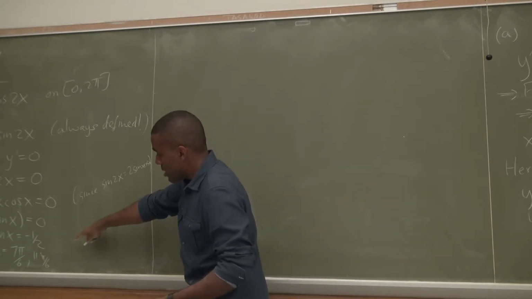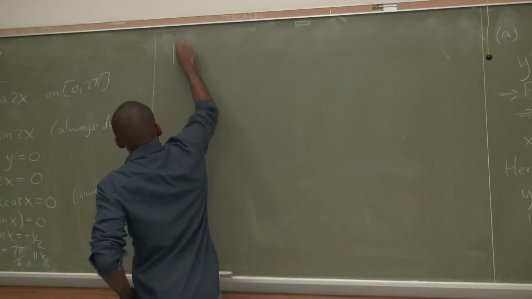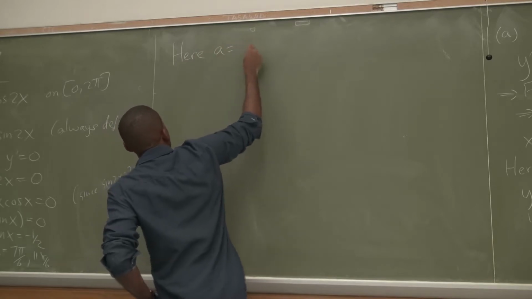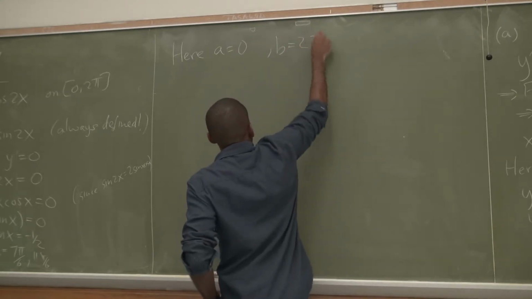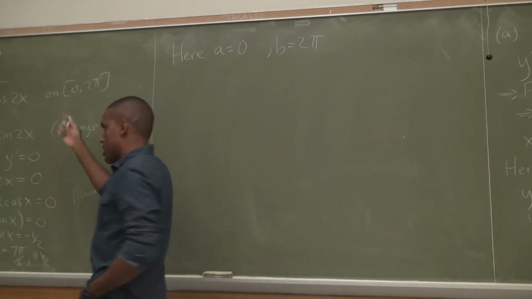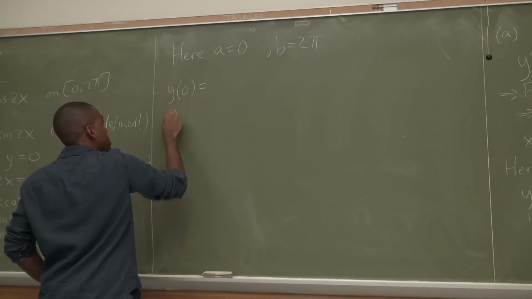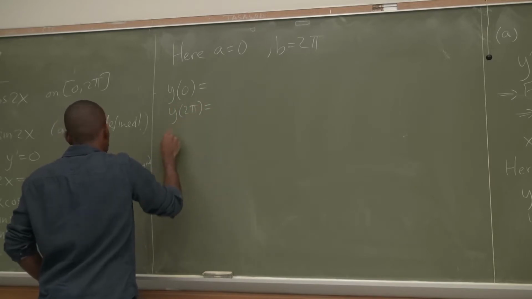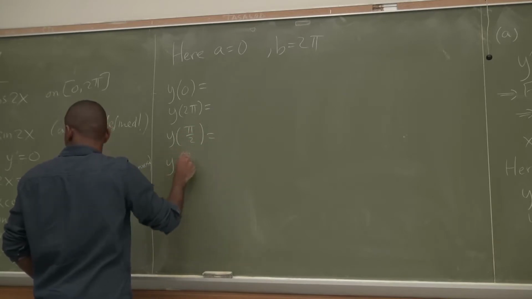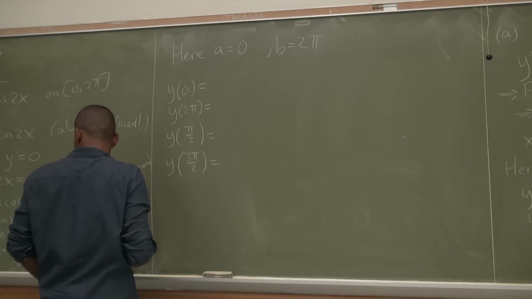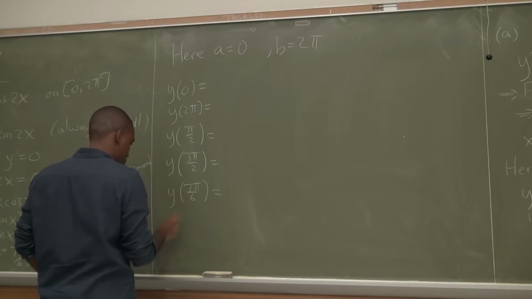Anyway, so now that we know this, what do we do? What is A and B here? 0 to 2 pi. And now we're going to test all these values. So I need to know what is y of 0, what is y of 2 pi, what is y of pi over 2, 3 pi over 2, 7 pi over 6, 11 pi over 6.